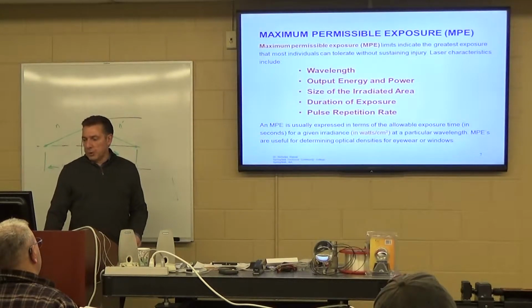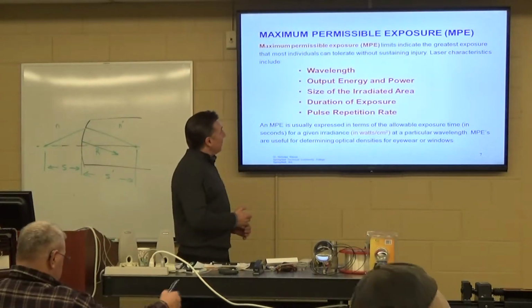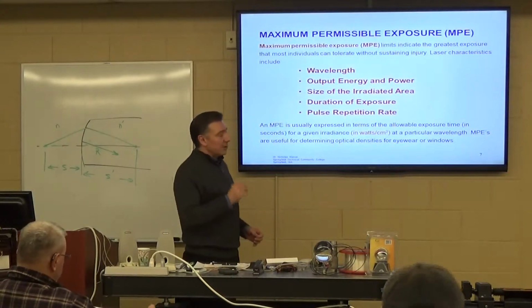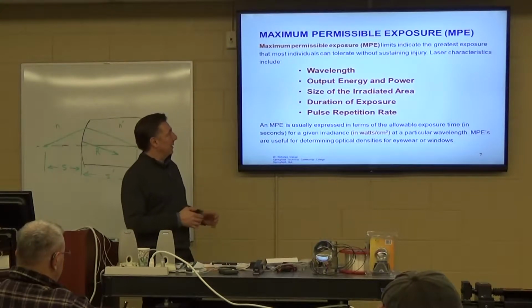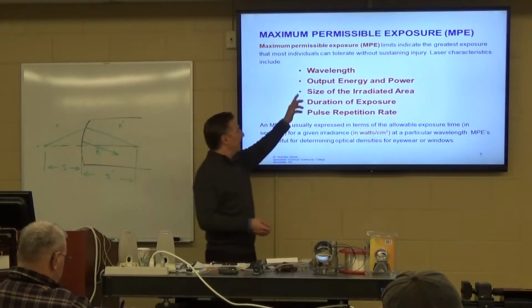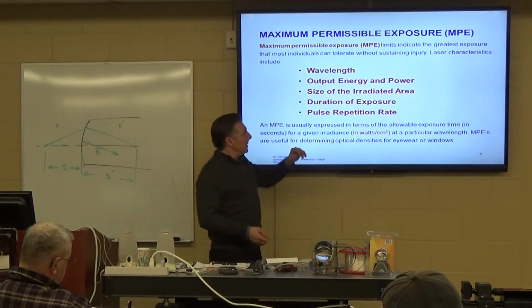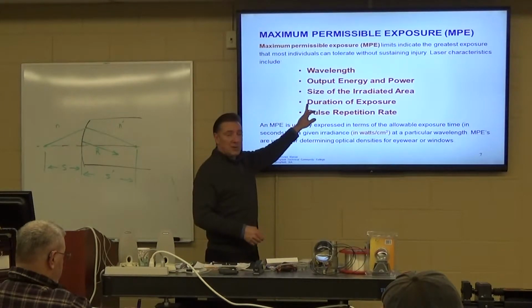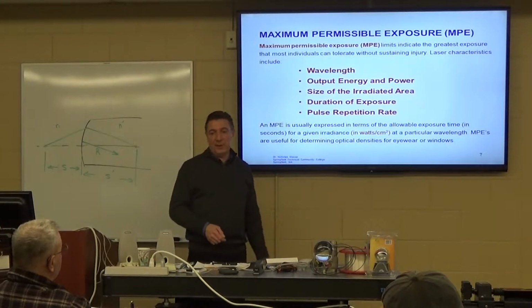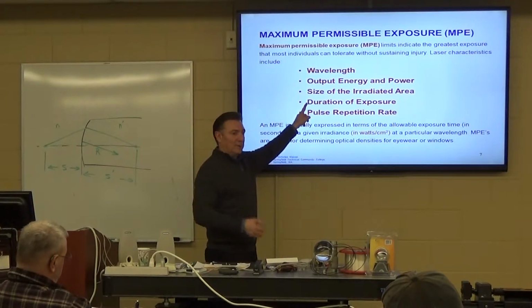Maximum permissible exposure. This is the important thing that determines whether you're going to be blind or not. Maximum permissible exposure limits indicate the greatest exposure that most individuals can tolerate without sustaining injury. The maximum permissible exposure depends on the wavelength of the laser, the output energy and/or power, the size of the irradiated area. Remember that equation for radiance? That's very important here. The duration of the exposure: is it a quarter second? Is it 5 seconds? Is it 10 seconds? Is it 20 seconds? How long can your eye take that amount of irradiance?